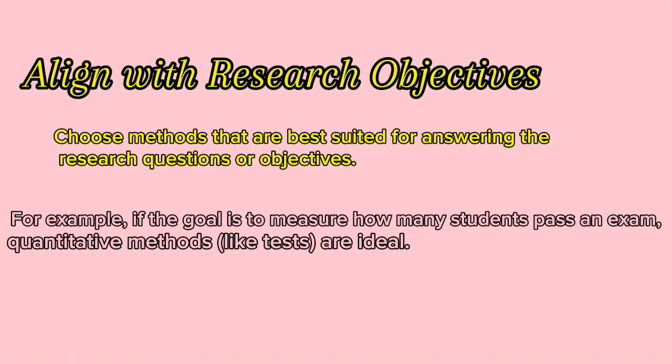First technique, align with research objectives. First, we need to ensure that our methods are closely aligned with our research objectives. This means selecting methods that will effectively answer our research questions. For example, if our goal is to measure how many students pass an exam, quantitative methods such as standardized tests or surveys would be ideal. These methods provide numerical data that can clearly indicate pass rates. By aligning our methods with our objectives, we ensure that the data we collect is relevant and useful.